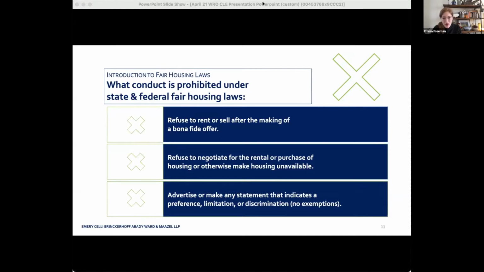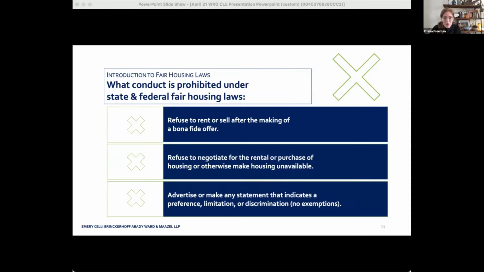And although there are some minor distinctions between the state and federal laws in these regards, for purposes of these slides, we're just going to talk about the basic conduct that isn't allowed. And so here we have three of the core provisions of both the Fair Housing Act and its state analogs. And the first is what I would call sort of the meat and potatoes of the Fair Housing Act, which is the refusal to rent or sell after the making of a bona fide offer.